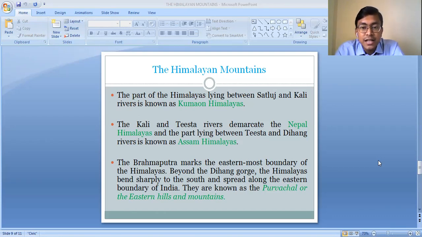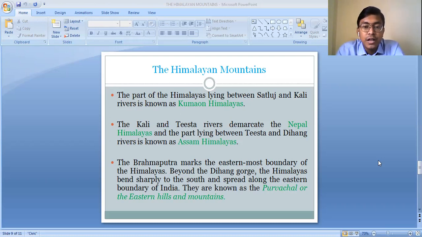In between the Tista River and the Dihang River, in Arunachal Pradesh, it is known as the Assam Himalaya. But after the Dihang Gorge, the Himalayas take a sharp bend and move towards the south. This part of the Himalayas is known as the Purvanchal Hills or the Eastern Hills and Mountains.